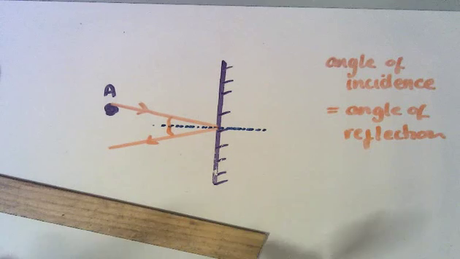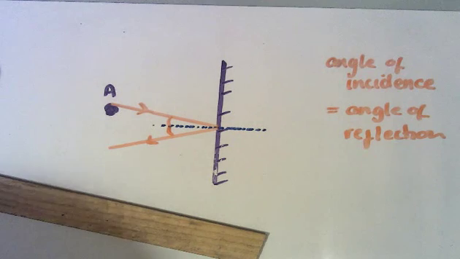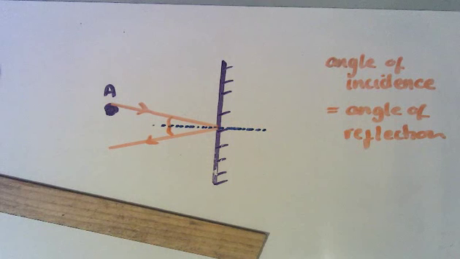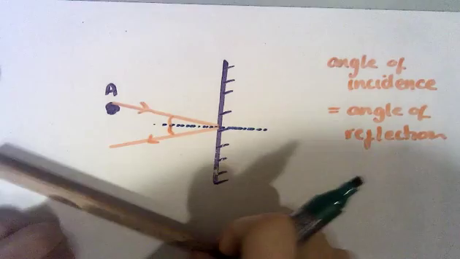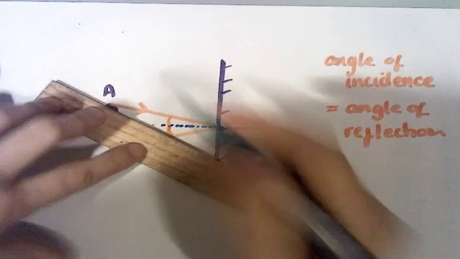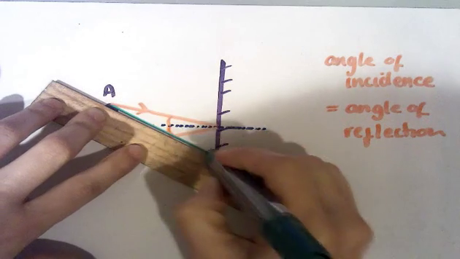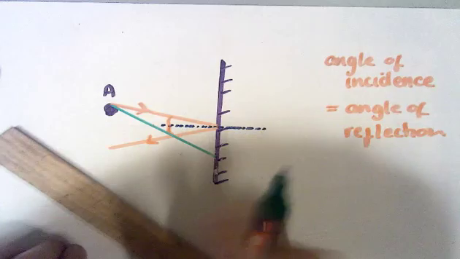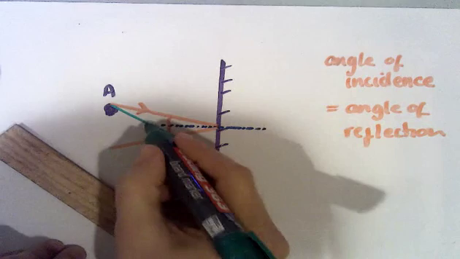Now we're going to repeat that process with a second ray, which I'll draw in a different colour. Again, we're going to start at the same point on the object, and we're going to draw another ray. It doesn't matter where either of these rays hit the mirror, it's entirely your choice. So you have another ray coming this direction.